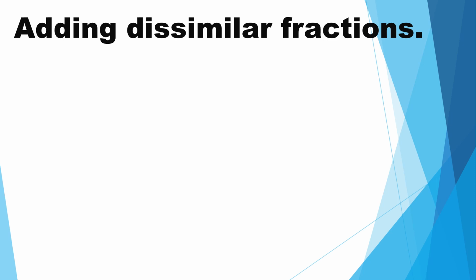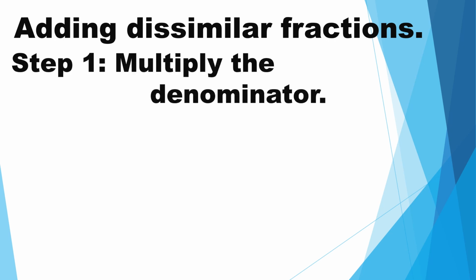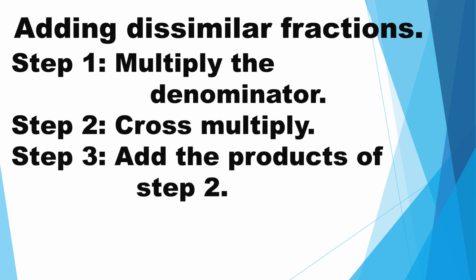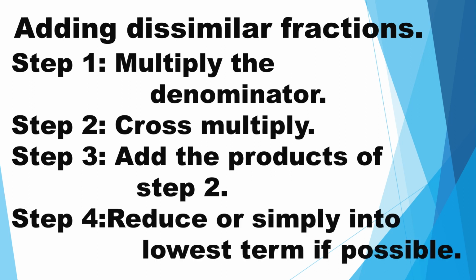Adding dissimilar fractions. Step 1: Multiply the denominators. Step 2: Cross multiply. Step 3: Add the products of step 2. Step 4: Reduce or simplify into lowest term if possible. Let us have an example.